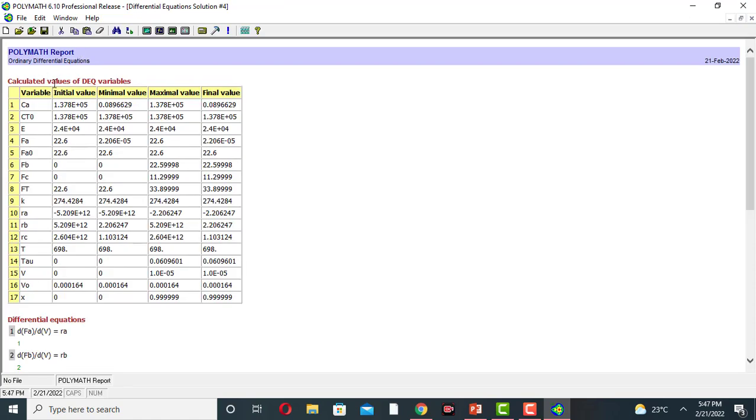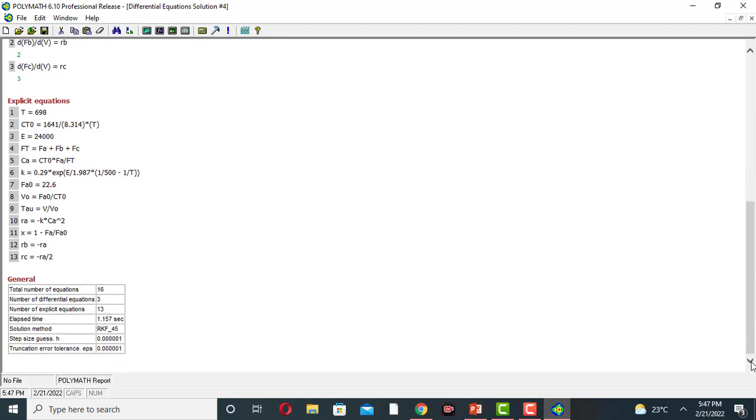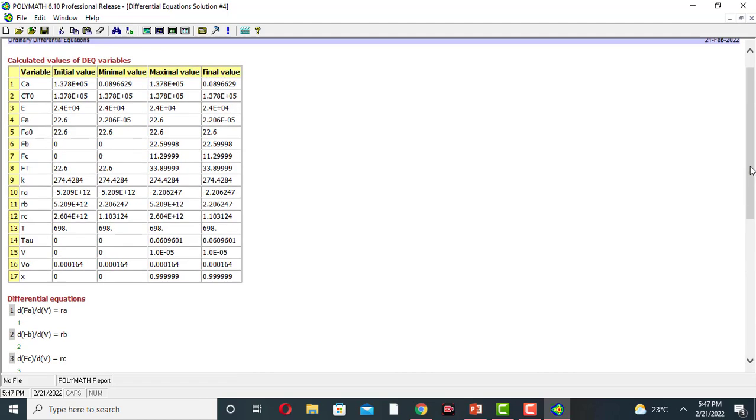This is the calculated variable of the differential equation: C as CT naught, initial value, final value, FT 26 is the final, 33 RA RB. So this was V naught. This is the differential equation. These are the special equation. These are the general instruction.